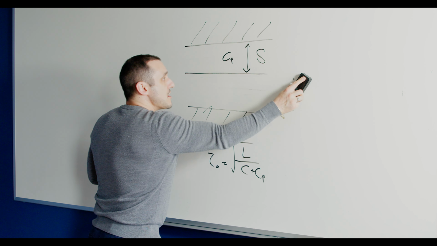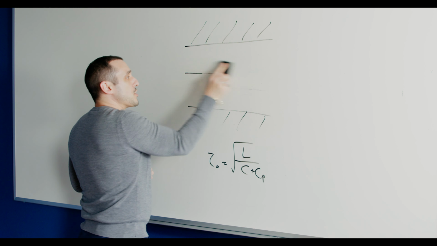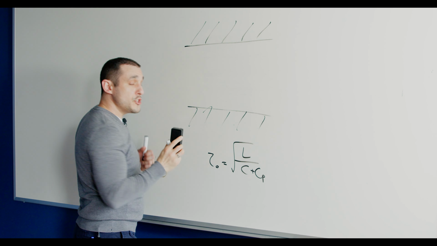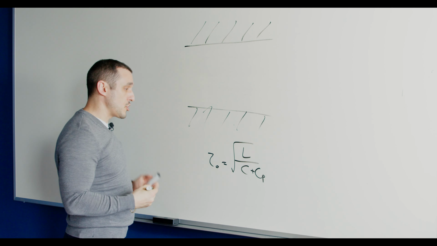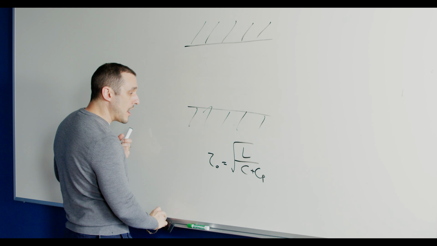Now, what if we had a differential pair? You can use grounded copper pour in a coplanar configuration around a differential pair if you want.